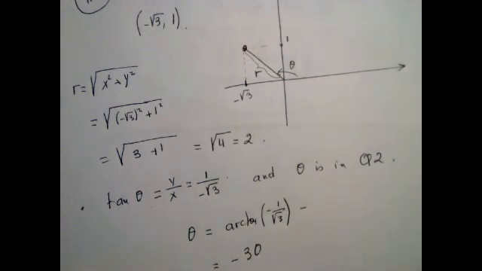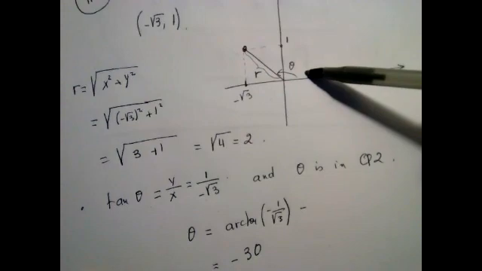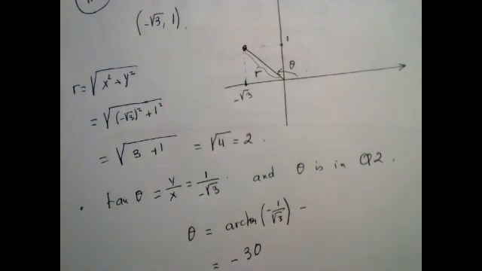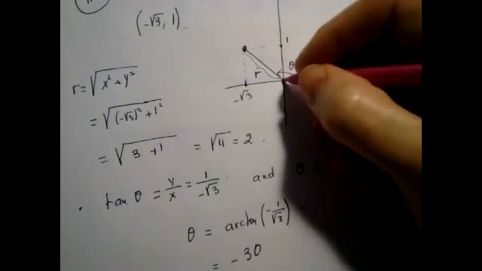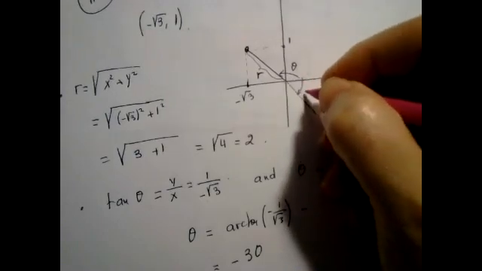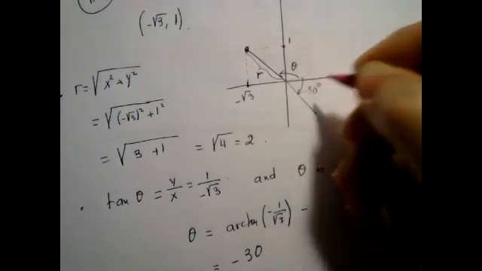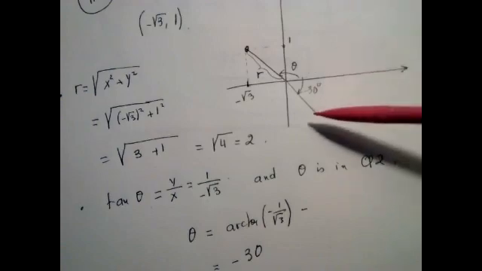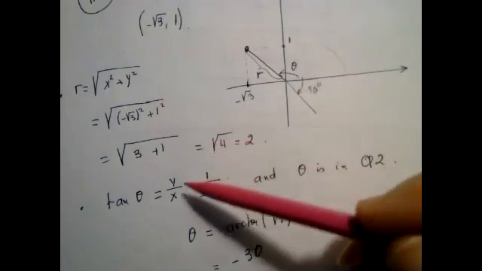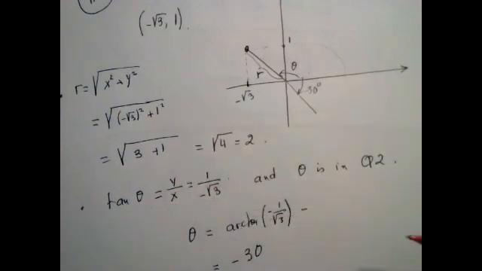Okay, because now, is theta -30? Can theta be -30? Yes or no? Look at your picture. -30 is basically the angle right there. That's what the calculator gives you. The calculator will give you the angle between -90 and 90, whose tangent is -1 over square root of 3.